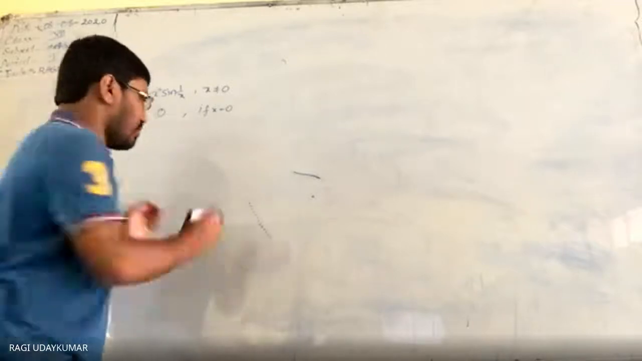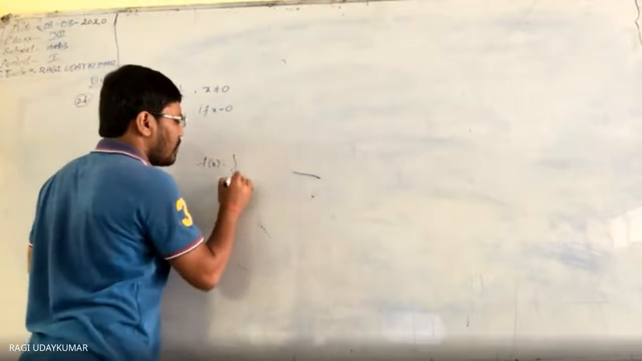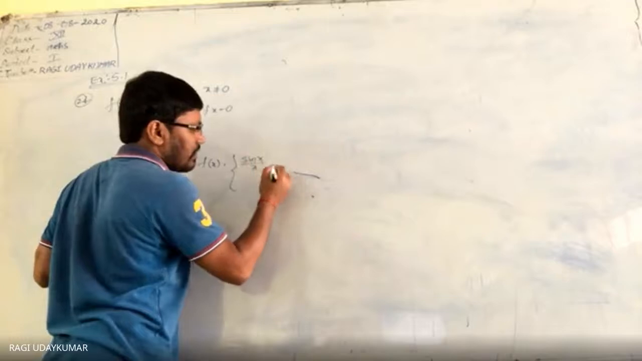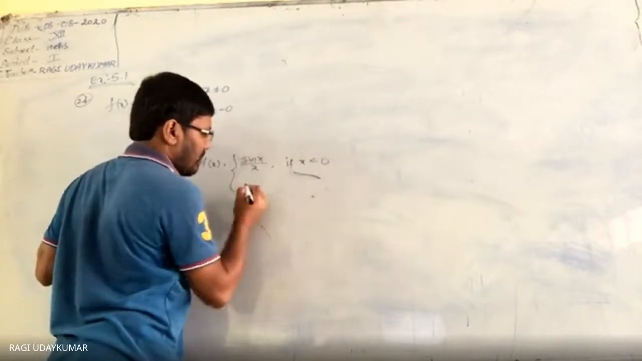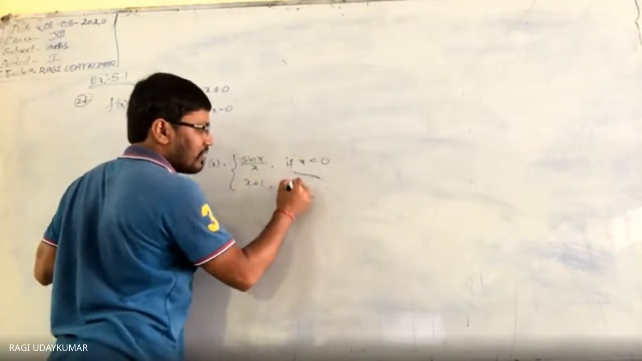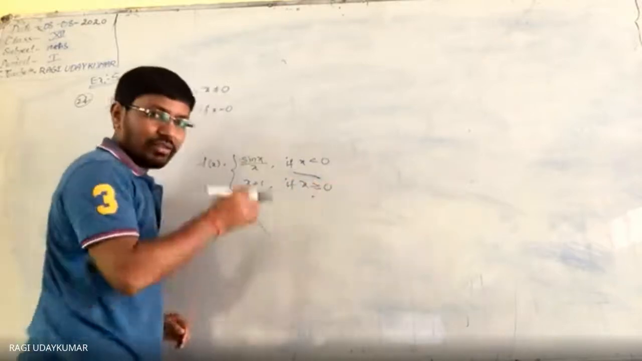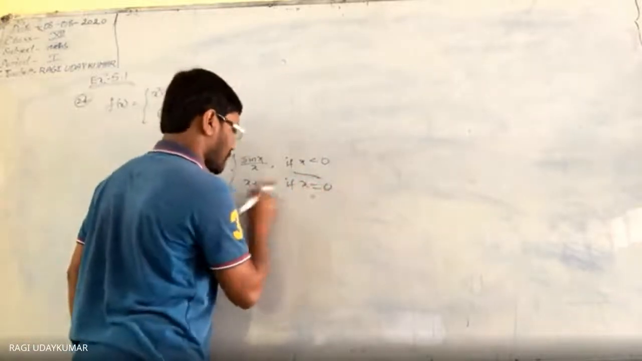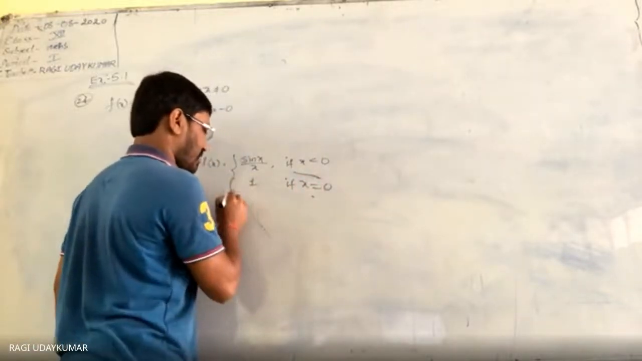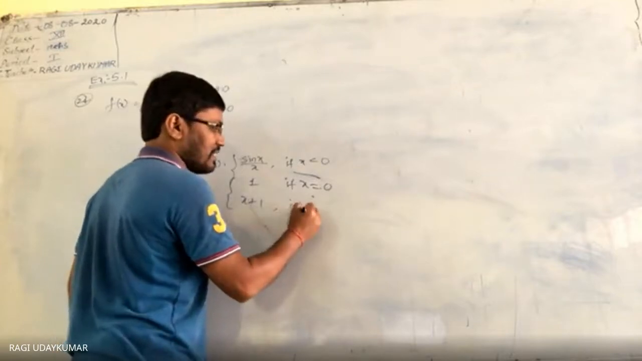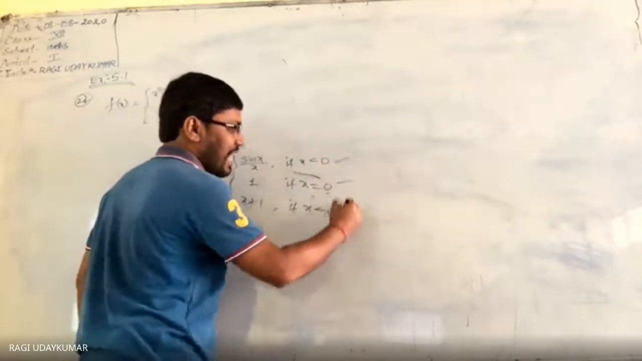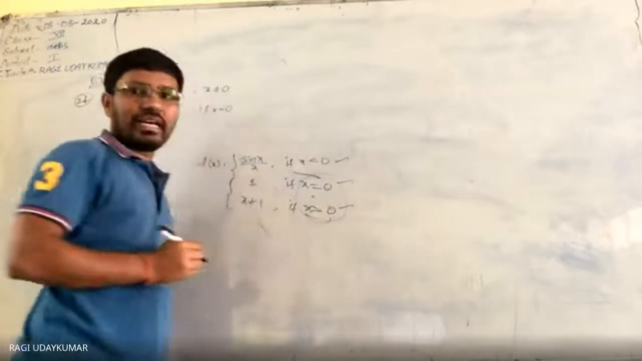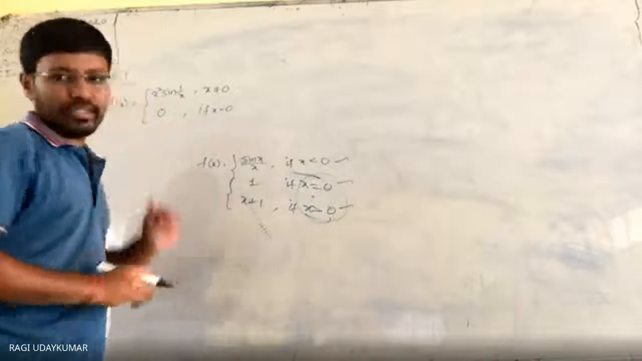In the previous problem, the function was given like this: sin x by x if x is less than 0, and x plus 1 if x is greater than or equal to 0. Actually, this is given in three parts: if x is equal to 0, it is 1, and x plus 1 if x is greater than 0. These two are given together like one function. But here it is not like that.